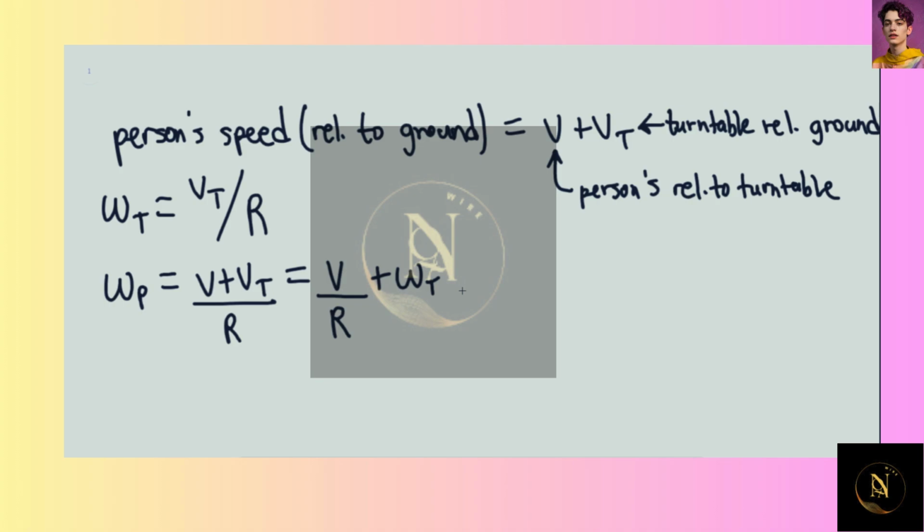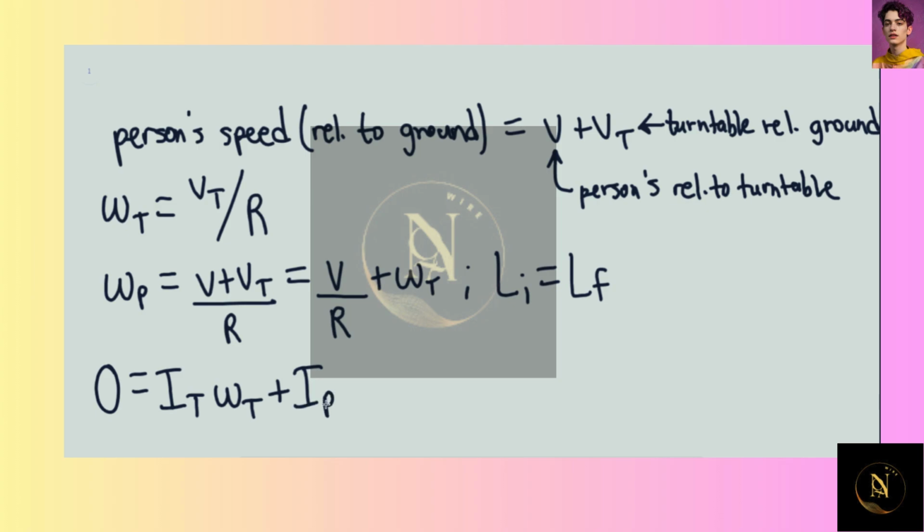And so we can say that the person is to be treated as a point mass for the calculation of the moment of inertia, and we're going to apply the conservation of angular momentum. And so we can say that L sub initial equals L final, and so we can then say 0 equals the moment of inertia of the turntable times the angular velocity of the turntable plus the moment of inertia of the person times the angular velocity of the person.